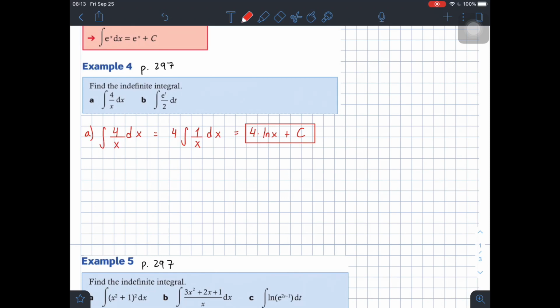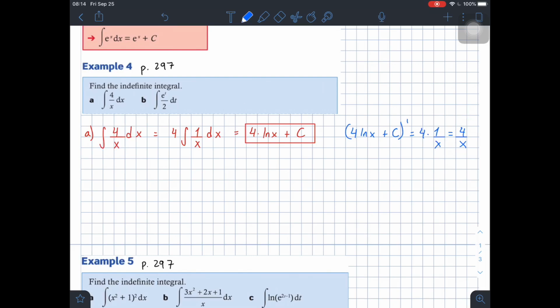Remember, you can always check your result if you want. If I find the derivative of 4 natural logarithm of x plus c, we're going to say that this is equal to 4 times the derivative of natural logarithm. If you remember, the derivative of natural logarithm is 1 over x. And then the derivative of c is 0, right? So we don't need to write that. So if we organize this, it would be 4 over x. And 4 over x is exactly what we had at the beginning of the exercise, okay?